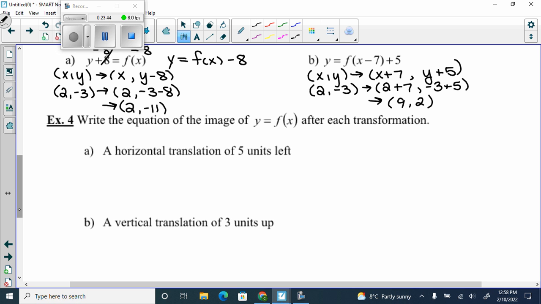So here we want a horizontal translation, 5 units left, from y equals f of x. So we're going to get y equals f, and then what? x plus 5. So we know that words and mapping are the same.